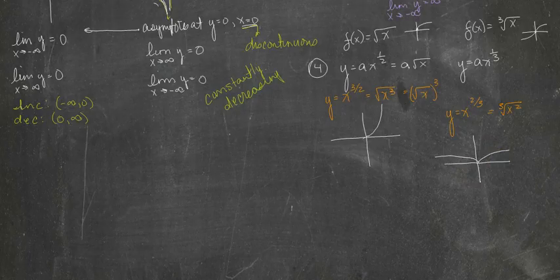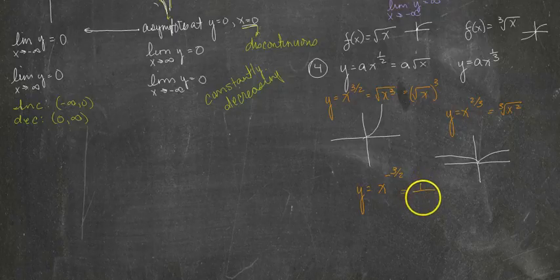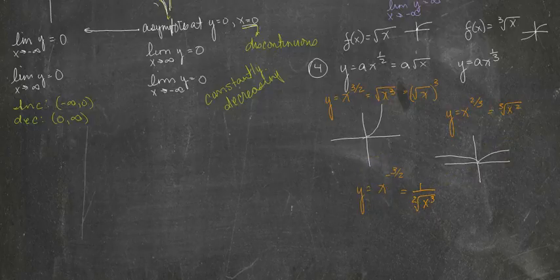Then you have the added complication of y equals x to the negative 3/2, which just turns out to be y equals 1 over the square root of x cubed, which is kind of the same, but the inverse of the same. You can see how this form of graph starts to get more complicated.